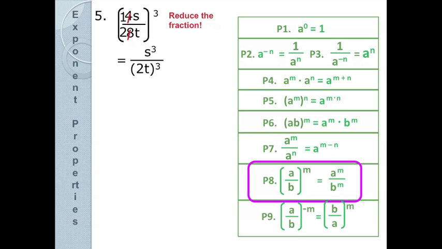The s gets the third power. The 2t gets the third power. You could go ahead and use property 6 at that same time and showing the 2 to the third and the t to the third in the denominator. 2 to the third is 8, so we will simplify that part of our answer. So our final answer is s to the third over 8t to the third.